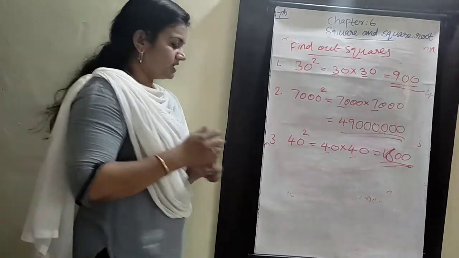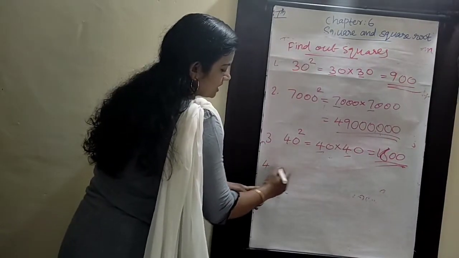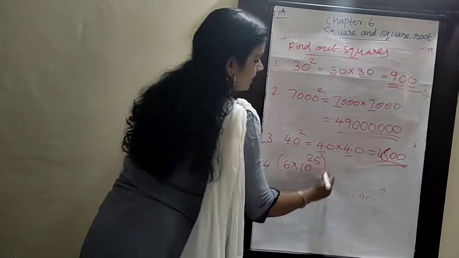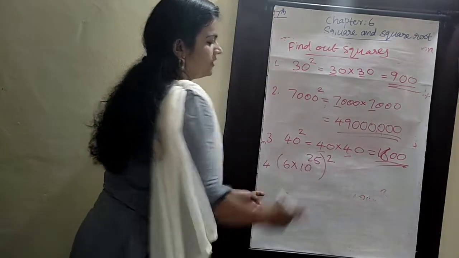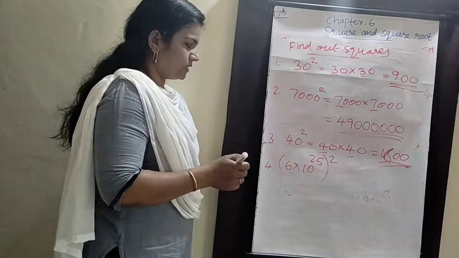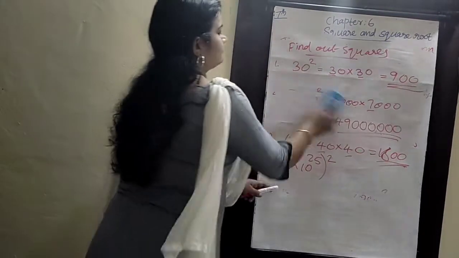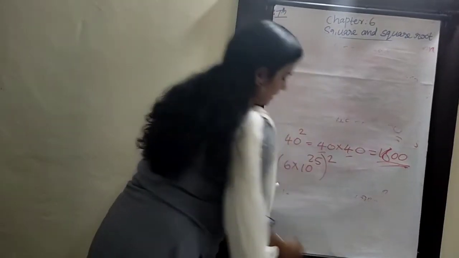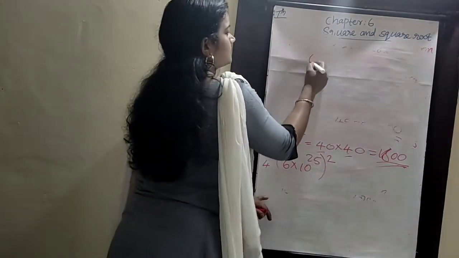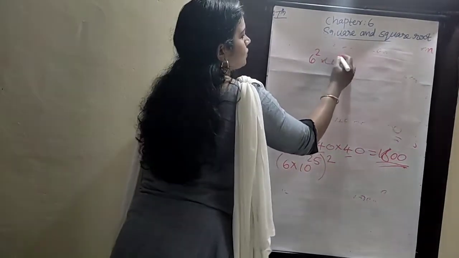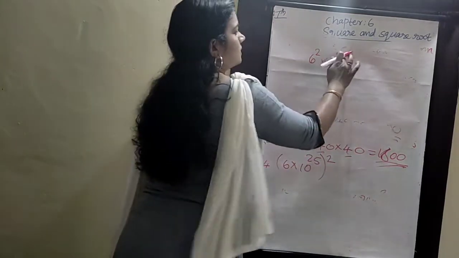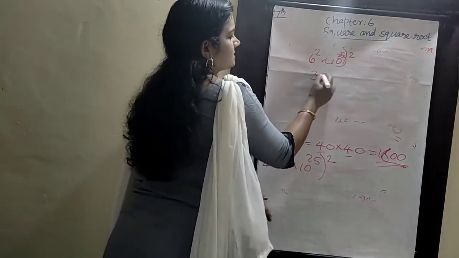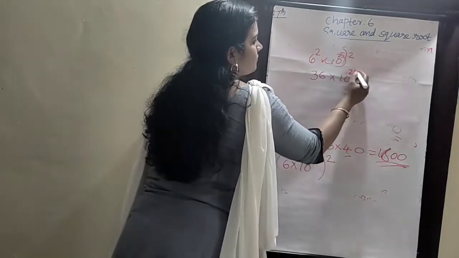1600. Understood. Then another question is (6 into 10 raised to 25) all squared. How to write this? We can write these numbers separately: 6 squared and (10 raised to 25) squared. 6 squared, 6 sixes are 36, into (10 raised to 25) squared.